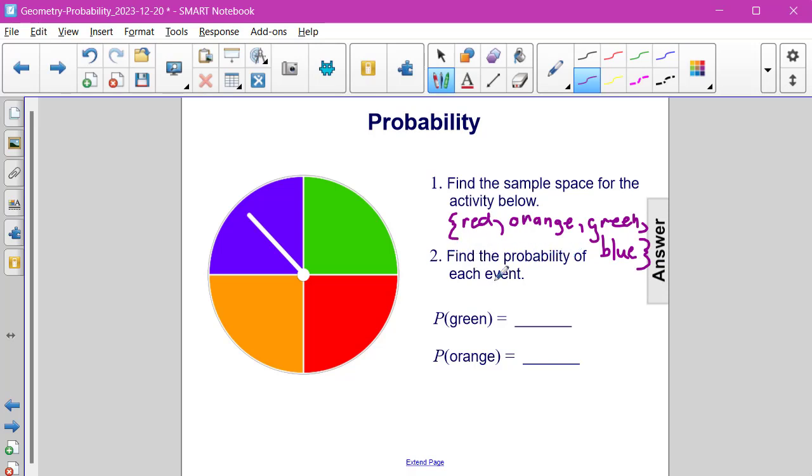And now we're going to find the probability of each event. What's the probability of spinning green? Well, it makes up a quarter of the circle, or you could consider it as there are 4 outcomes and green is one of them, and they are all equally likely, so it's 1/4. Again, you can also look at it in terms of the area of the part that satisfies green to the whole thing. And now the probability of orange is going to be the same thing. There's only one orange sector, and there are 4 total sectors in all. So the probability of spinning an orange will also be 1/4.